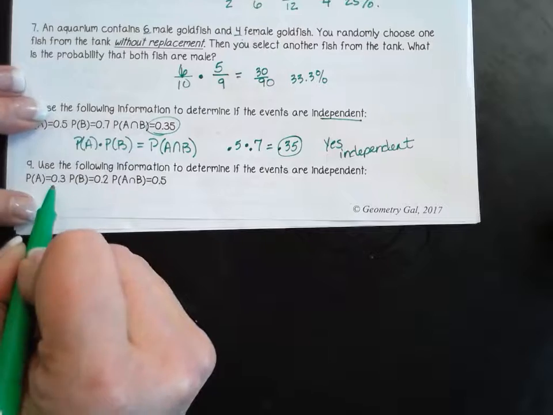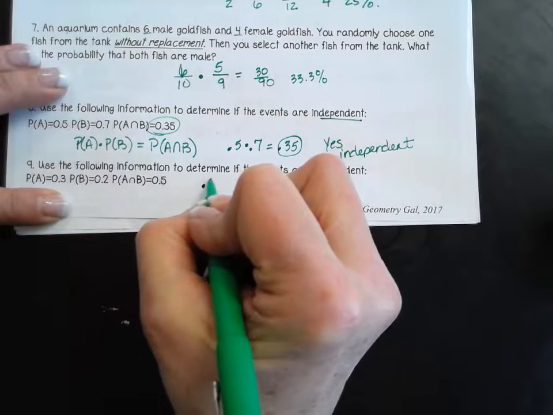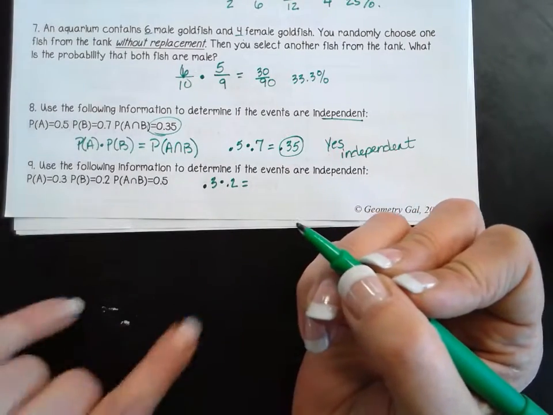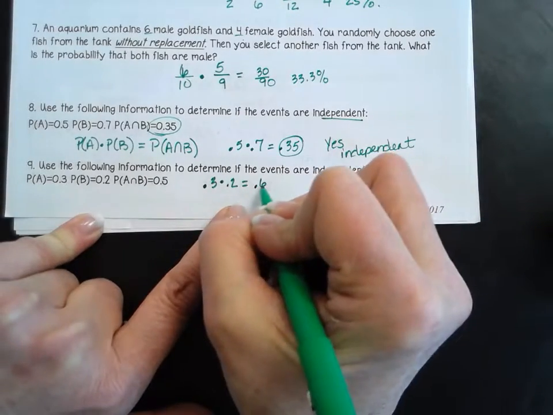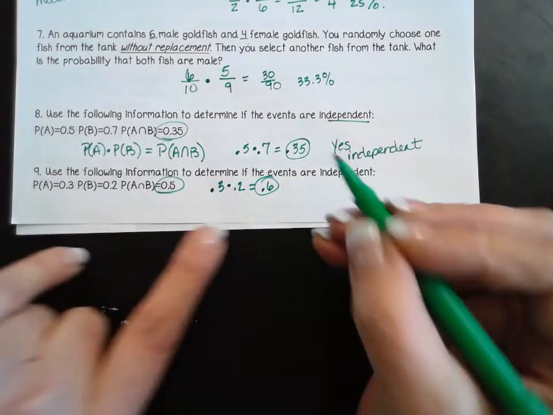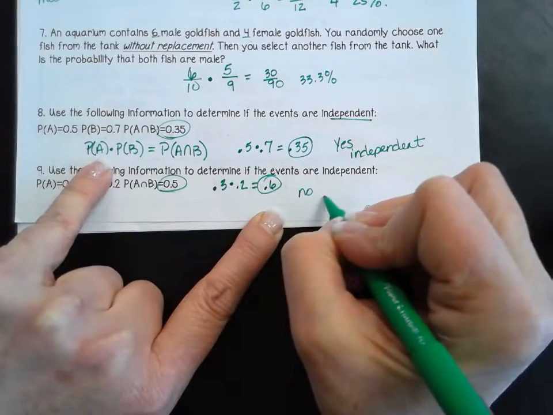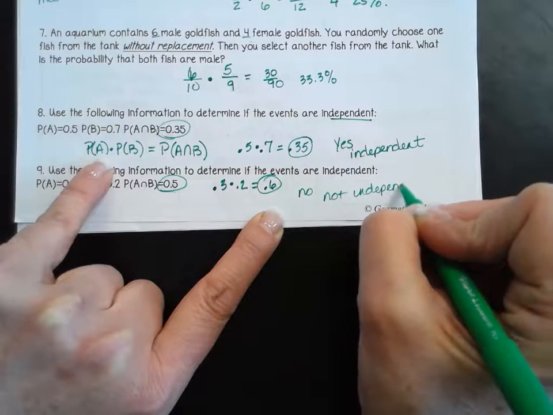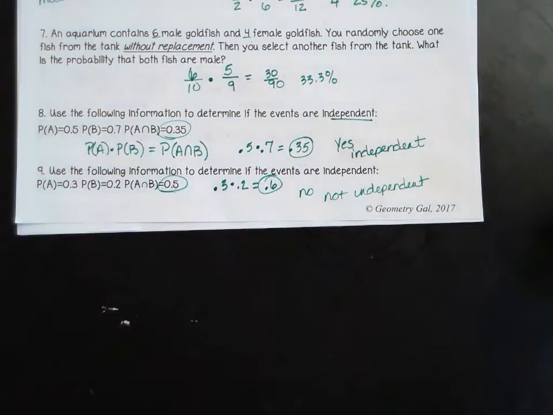So on the next one, if I say, okay, well, 0.3 times 0.2, what does that give me? 0.6. Is 0.6 the same as 0.5? No. So no, they're not independent. Good?